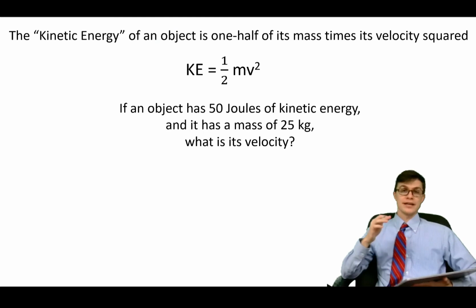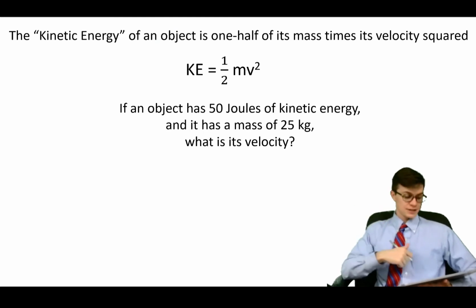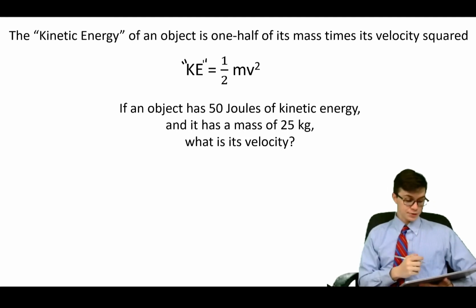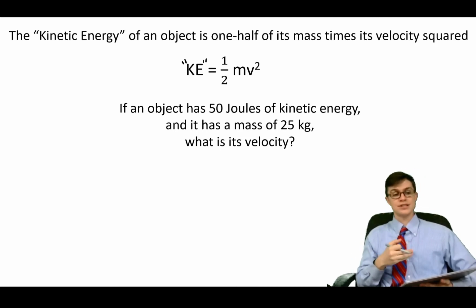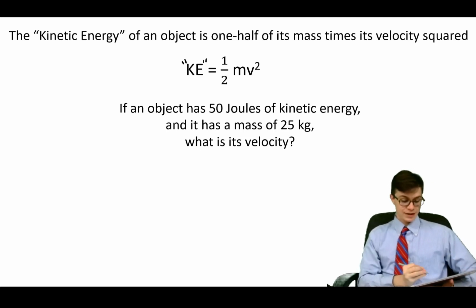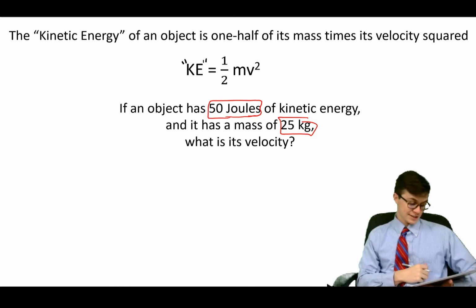Finally, this is a more complicated one, a little bit, about kinetic energy. It says the kinetic energy, so this is just one thing, the kinetic energy. It's not K times E. It's equal to 1/2 times its mass times its velocity squared. So this is how you calculate the kinetic energy of an object. So if an object has 50 joules of kinetic energy, I don't know what a joule is, but it's okay because it's just a unit. So 50 joules, that's the important thing. And it has a mass of 25 kilograms. What's its velocity?